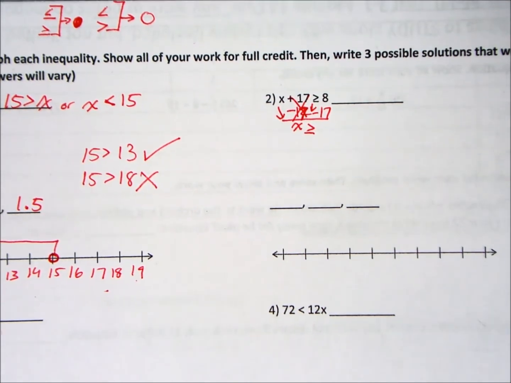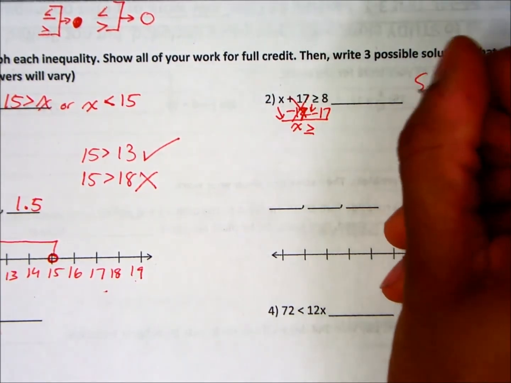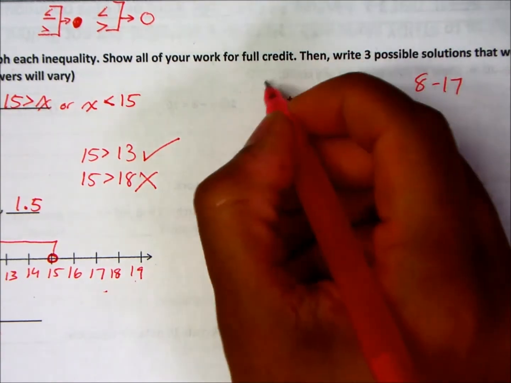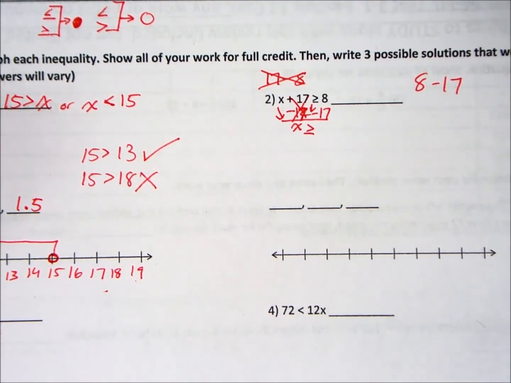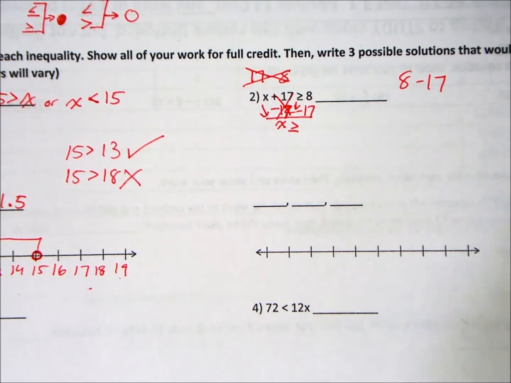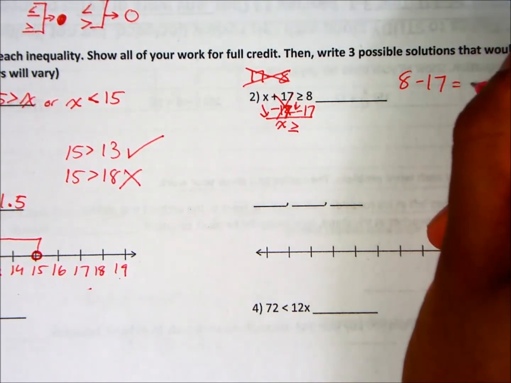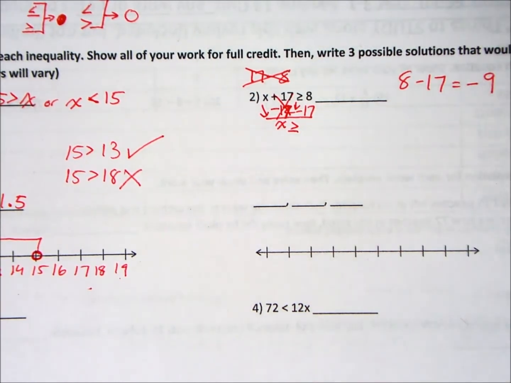Now, 8 minus 17. 8 minus 17. Do not write 17 minus 8. That's something else. Don't do that. If you try to solve it 17 minus 8, you will get the wrong answer. Now, if you do 8 minus 17, that should get you -9. Okay? -9 would be your answer.